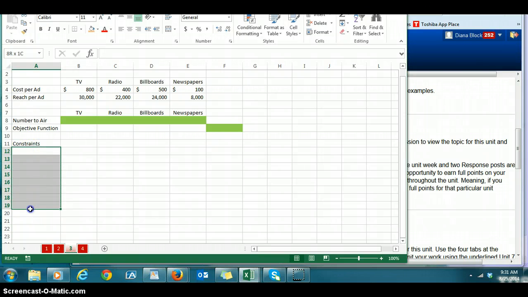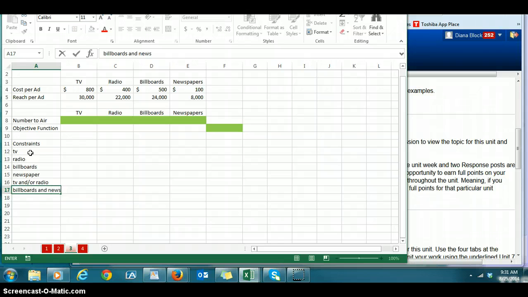And then your constraints are going to be the different types of advertising that you can do. So you've got a constraint on TV advertising, radio, billboards, newspaper. Then you're going to have a constraint that says TV and or radio. So that's a separate constraint. Then you're going to have a constraint that says billboards and newspaper. So that's a different constraint. Then you'll have a constraint regarding the total cost. So these are the constraints that you will have.